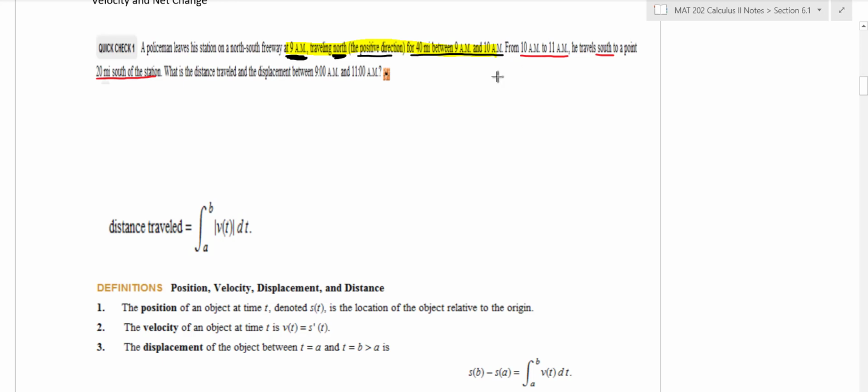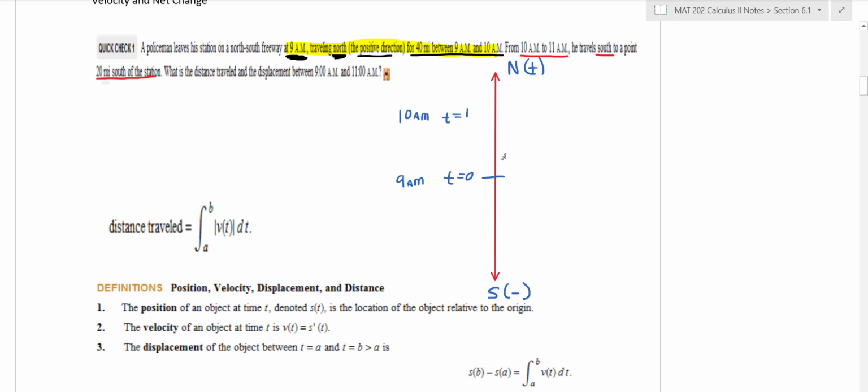So I would suggest you just draw yourself a diagram. Just take an arrow and draw it like that. I'm going to represent this as t equals 0. This is north, so that's the positive direction. This is south, so that's the negative direction. Now let's plot out what we have here. From 9 a.m. to 10 a.m., I'll put on here that's 9 a.m. At 10 a.m., somewhere up here, that would be time one hour later.